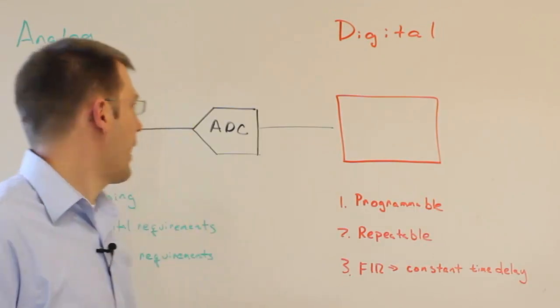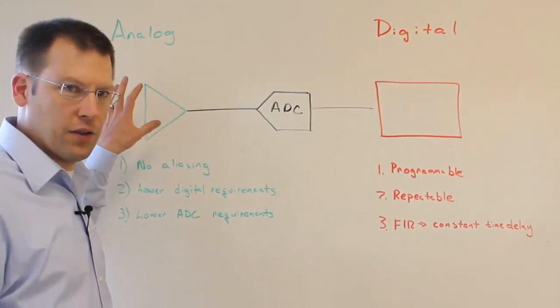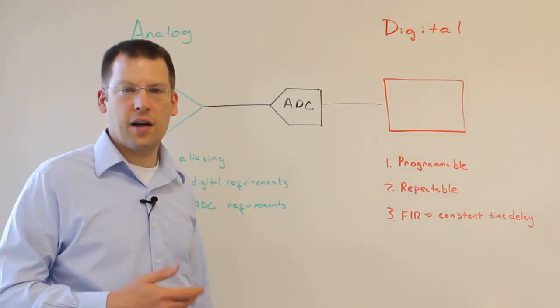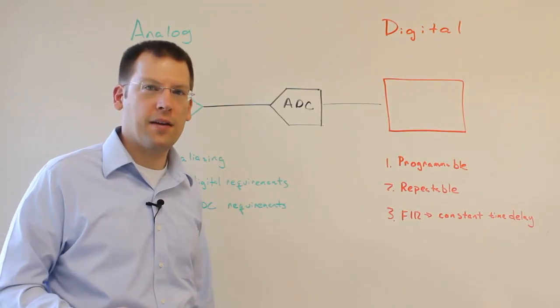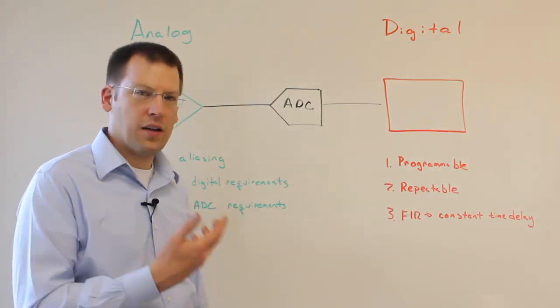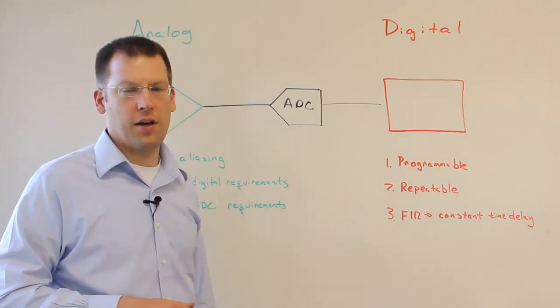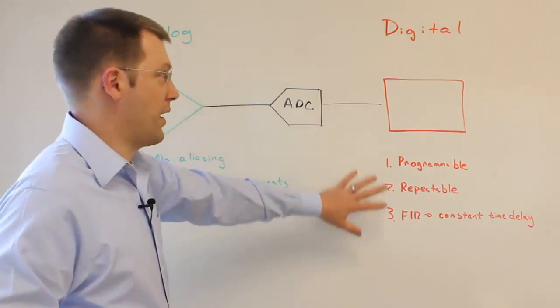Now, with analog filters, you can build a Bessel filter, and the Bessel filter is going to get pretty close to that. It has a constant time delay, at least in the passband, but with analog filters it's not inherent in the architecture like it's inherent with an FIR filter. So those are some advantages of digital filters.